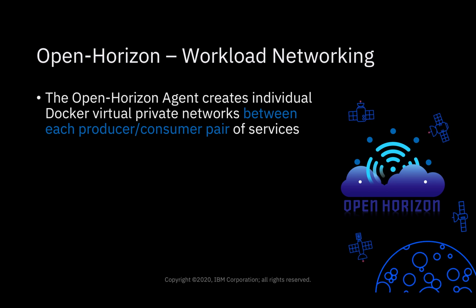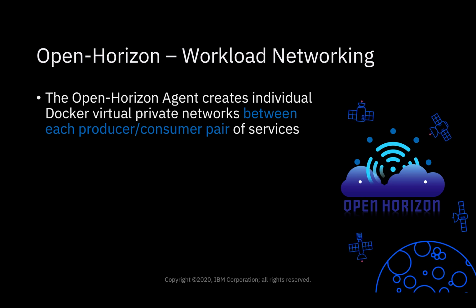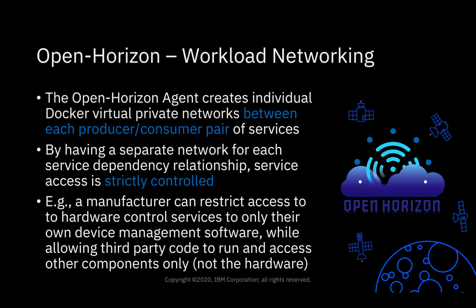So the Open Horizon agent creates an individual Docker virtual private network between each producer-consumer pair of services in your application. By having a separate network for each service dependency relationship, the service access is strictly controlled. So, for example, the manufacturer can restrict access to hardware control services.